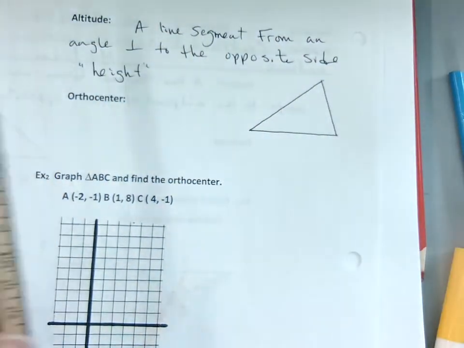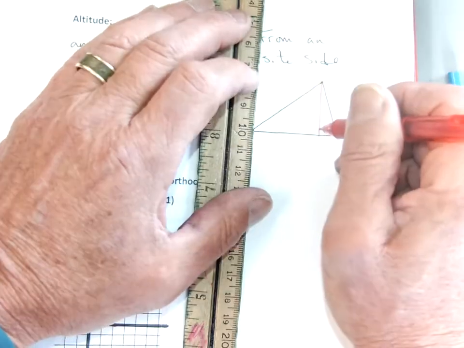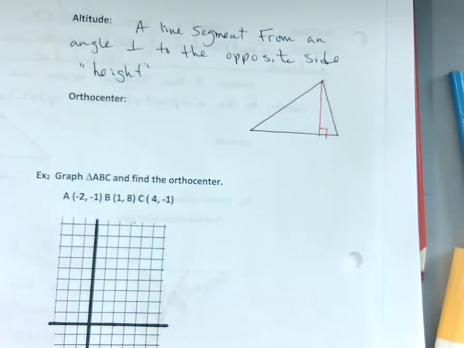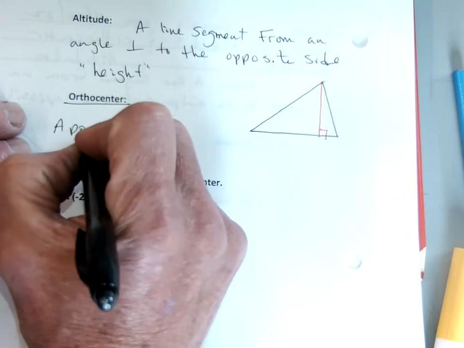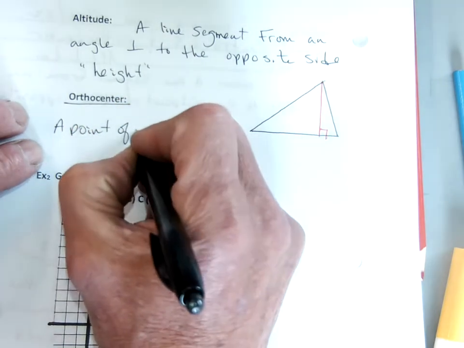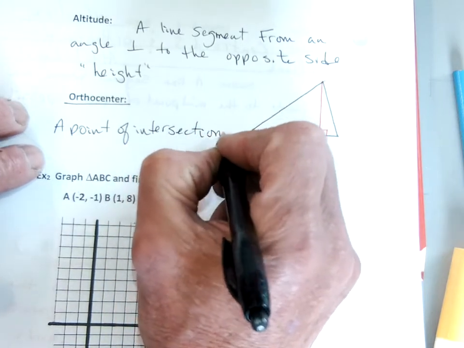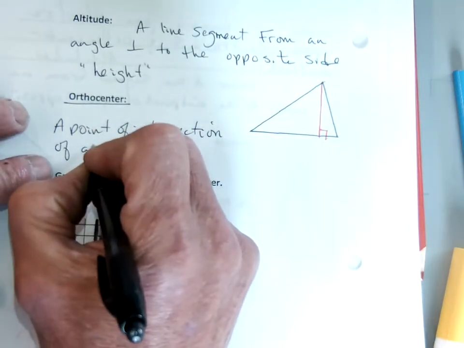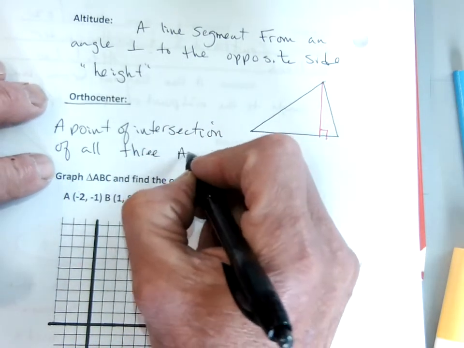Altitude. Straight down. How tall is that triangle? Straight down. There it is. There's my altitude. If you find the intersection of all of these, it's the intersection. So Orthocenter is just a point of intersection of all 3 altitudes.